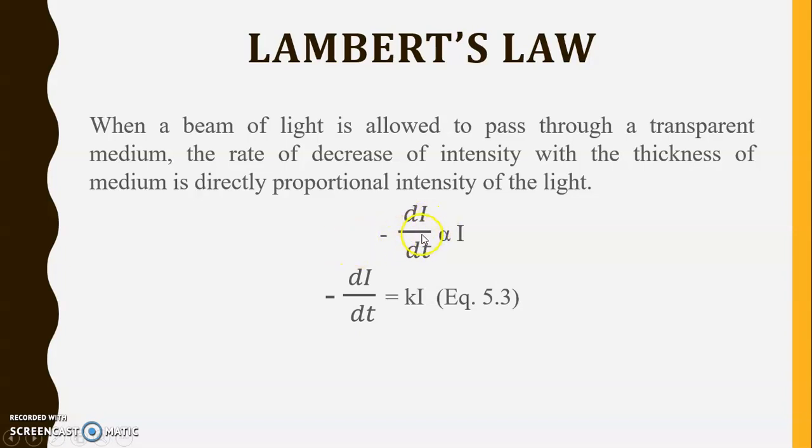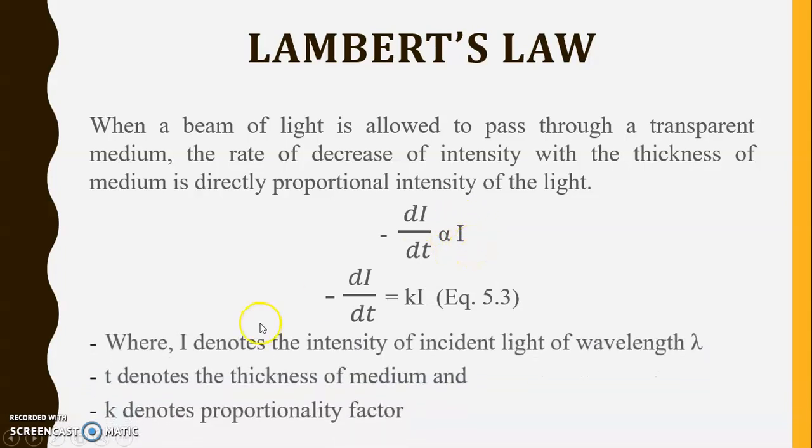So dI/dt is directly proportional to I, where I is the intensity of light having wavelength lambda, t denotes the thickness of the medium, and k denotes the proportionality factor. Because this equation is in the form of a proportionality, mathematically we can introduce one constant, so that the equation becomes minus dI/dt equals kI, where this small k is known as the proportionality factor. We can consider this as equation 5.3.